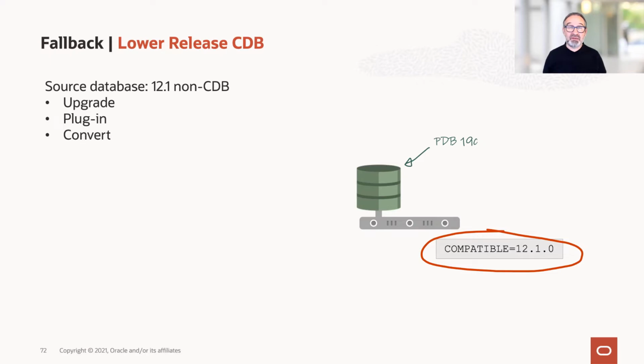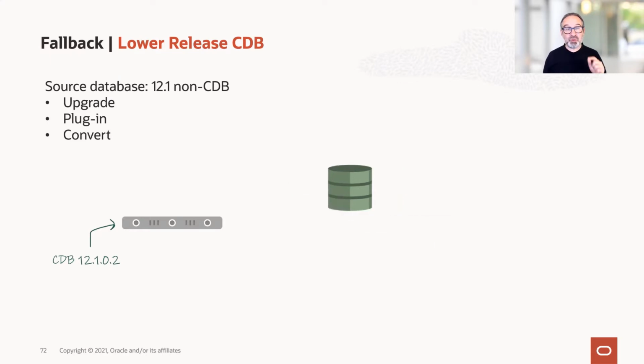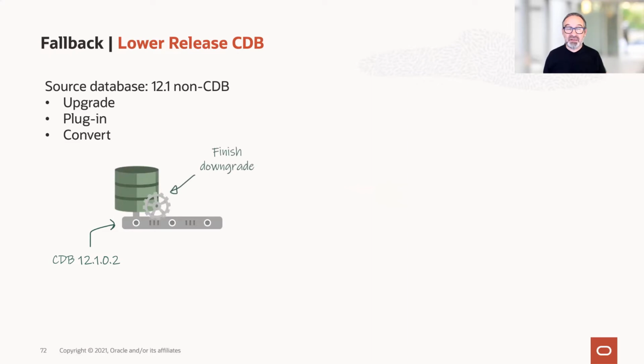We have a PDB, 19c. What will we do now? We create a CDB in 12.1.0.2 or 12.2.0.1, whatever our source was. And now we can stop the application. Then we run the downgrade script. It's called catdwgrd in the pluggable database. And once this is finished, we unplug and we plug into our source. Then we run catrelod, and then the downgrade is finished.